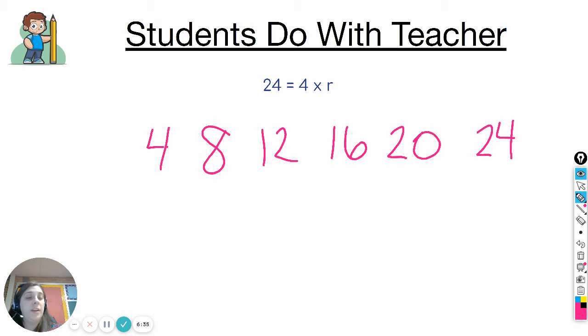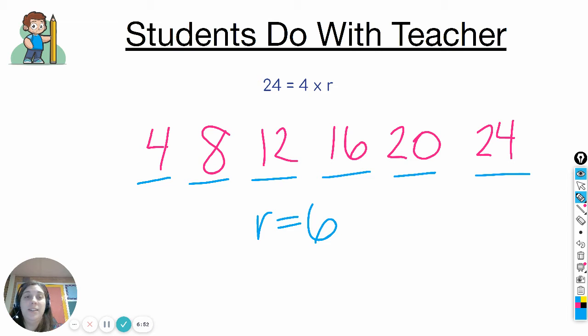So if you got this far, then you might have gone next, which is figuring out how many times did we have to skip count. 1, 2, 3, 4, 5, 6. We had to skip count 6 times, which means R equals 6. Okay, so if we were to replace this R with a 6, 4 times 6 equals 24.